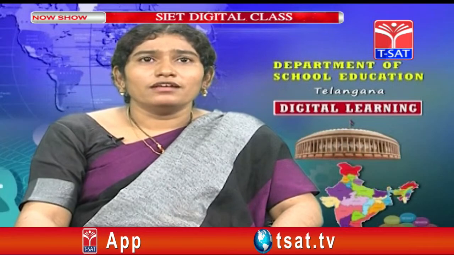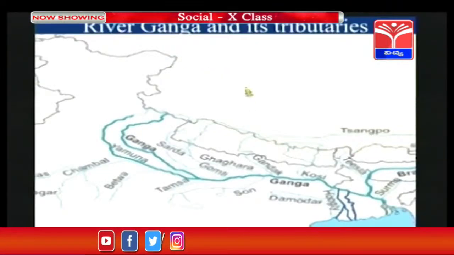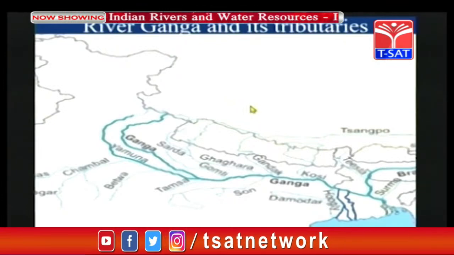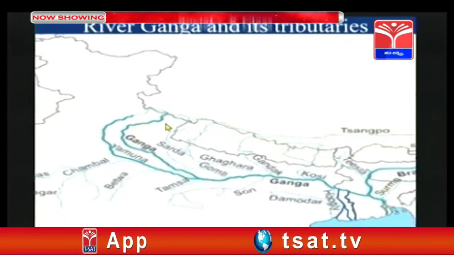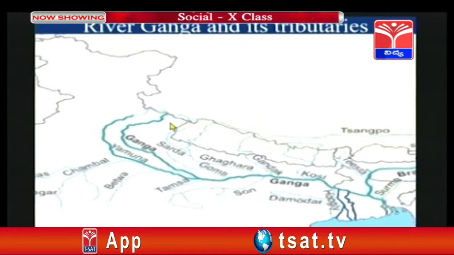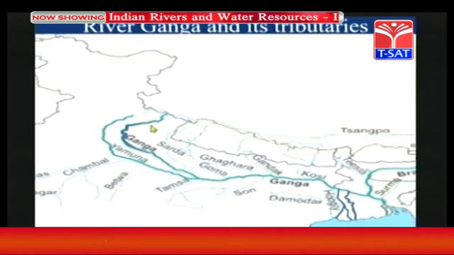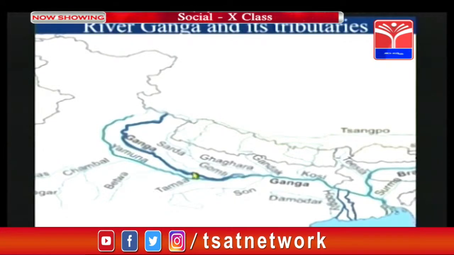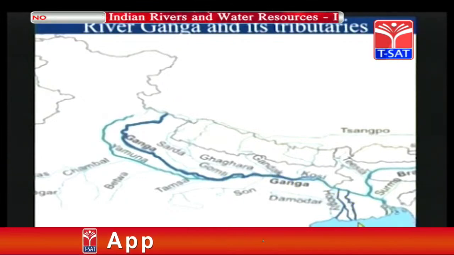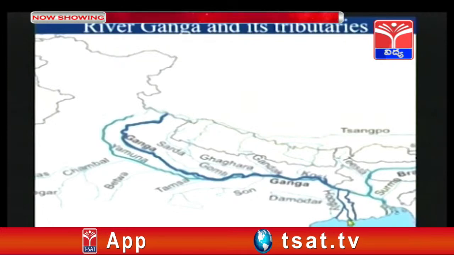Children, now let us locate river Ganga as well as its tributaries on the map of India. Shall we? Yes. So, here you can see the flow of river Ganga. This is river Ganga. It starts from Uttarakhand and moves towards the south side, and then it moves eastwards, and finally it reaches the Bay of Bengal. It drains in the Bay of Bengal.